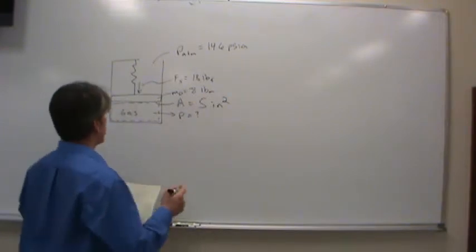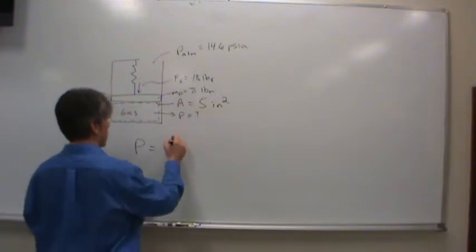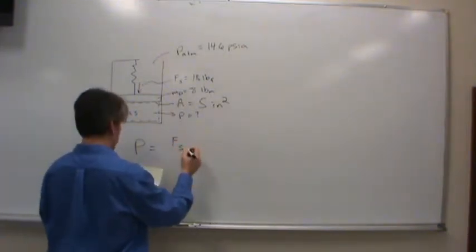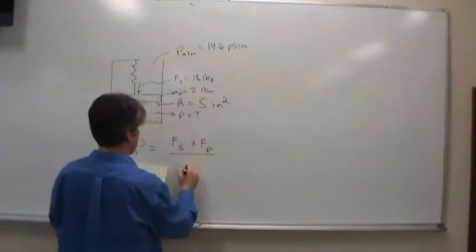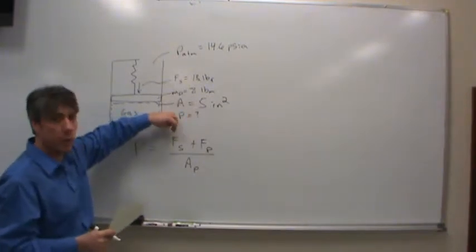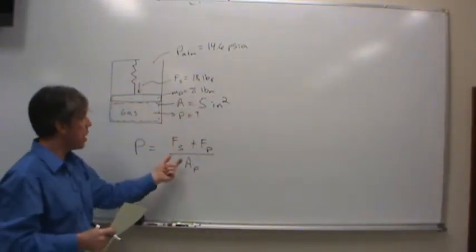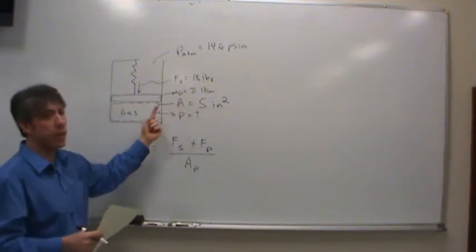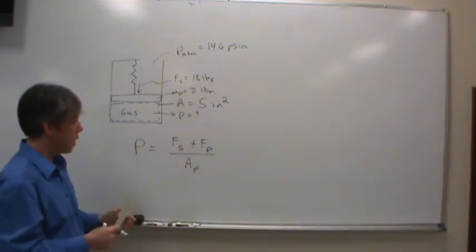So anyway, the pressure of the gas would be equal to the force from the spring plus the force from the mass of the piston divided by the area of this piston. Because look, pressure is force over area. So what I'm doing is I'm taking the two forces from the spring and from the mass of the piston, dividing them by the cross-sectional area of the piston to get the contribution per square inch, essentially, of pressure.